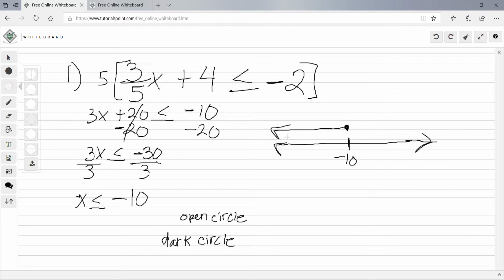And then we have to put it in interval notation. Because it's going from negative infinity to -10, it's going to be a parenthesis, -infinity. You always put parentheses when you're dealing with infinity. So if it was positive infinity, it's still a parenthesis. And then it stops at -10, and we're going to use a bracket because it's a dark circle and it's included. Whenever there's an equal sign, it's included and you put a bracket. That's all you have to remember.